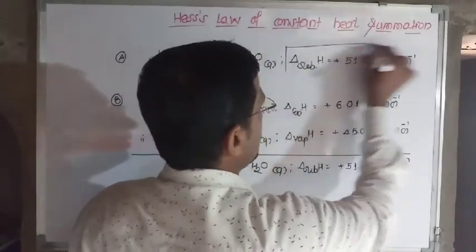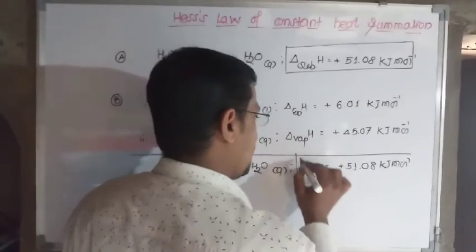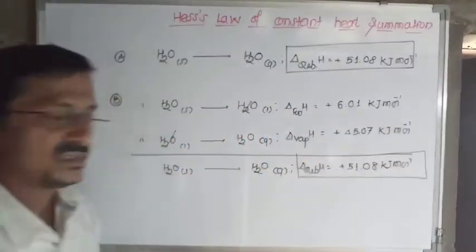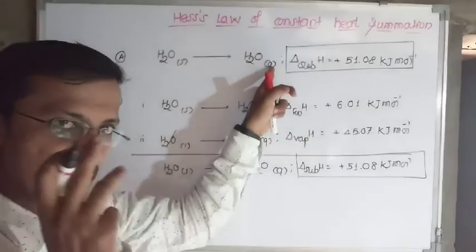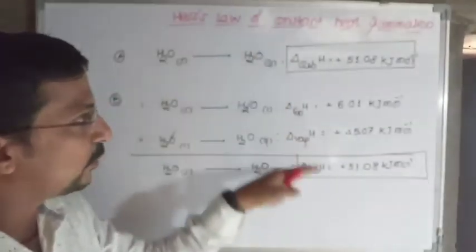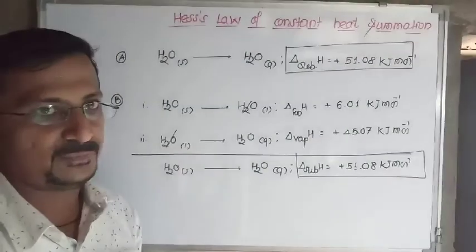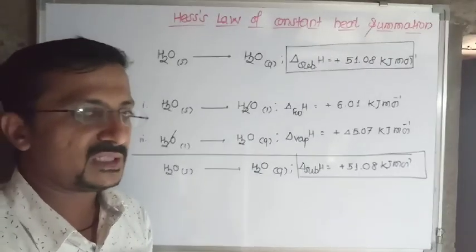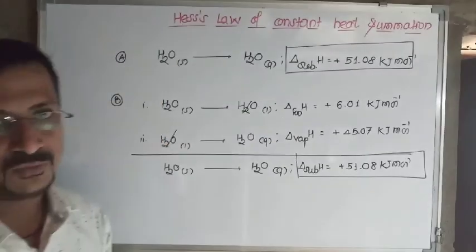Actually this value 51.08 and that value 51.08 are both the same, and as both are the same, we say that whatever change occurs in a single step, or if the same change occurs in a number of steps, the enthalpy change in both cases remains the same. That is what we call the basic concept of Hess's law of constant heat summation. So this is overall about Hess's law of constant heat summation.